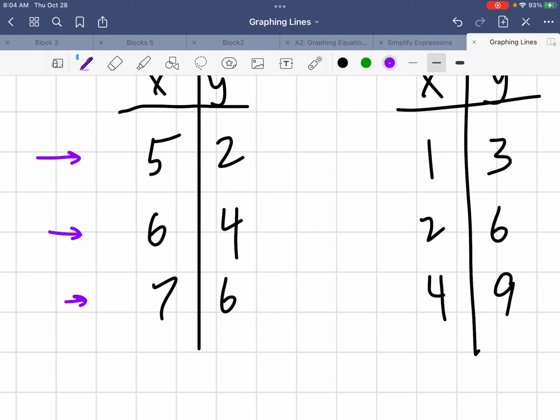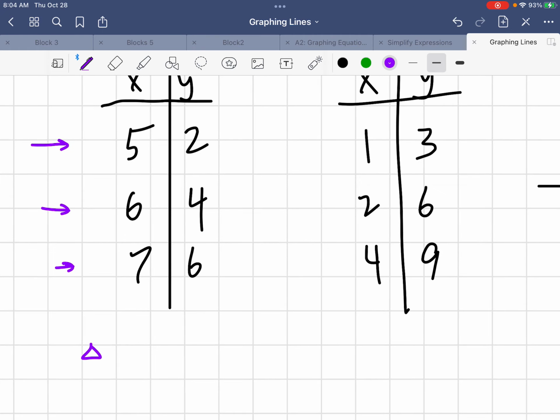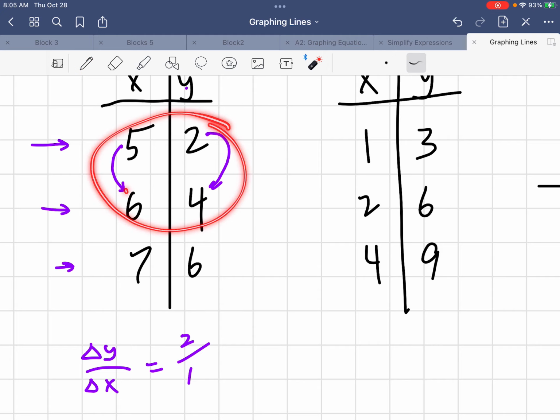If I went and found the slope, which again, from yesterday, is change in y over change in x. So if I start at 2 and end at 4, that's a change in y of 2. And from those same points, x values, we go from 5 to 6, a change of 1. So you can see that between these 2 points, I have a slope of 2 over 1.